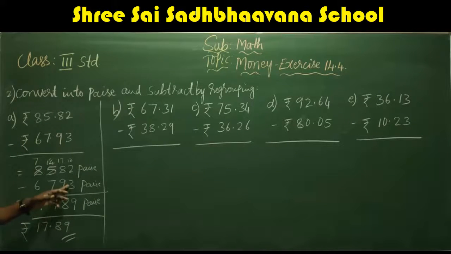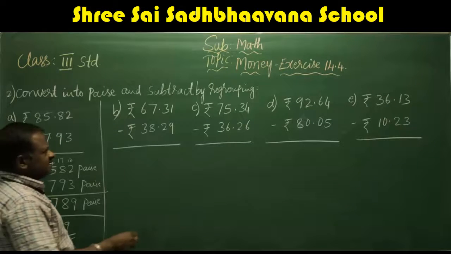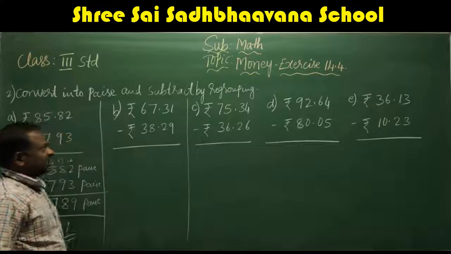If you have doubt, just add these two, you will get this one. 9 plus 3, 12, carry 1. 1 plus 9, 10. 10 plus 8, 18, carry 1. 7 plus 7, 14 plus 1, 15, carry 1. 6 plus 1, 7 plus 1, 8. You get 8. So the problem is correct. Come to the second problem.